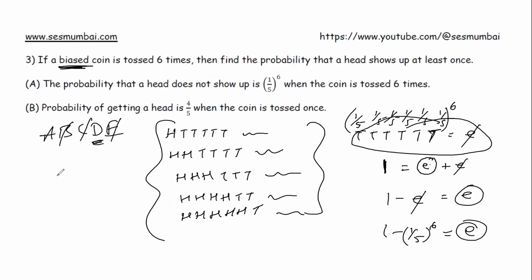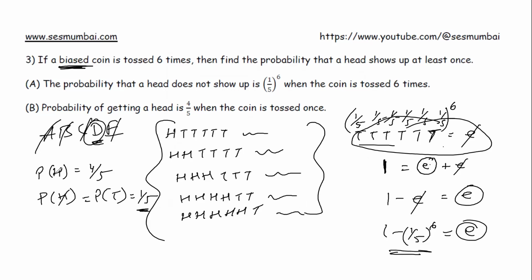Statement B. Probability of getting a head is 4/5 when the coin is tossed once. So now we know that the probability of not getting a head, which is equal to the probability of getting a tail, is 1/5, right? Correct, 1/5. So we know 1/5 raised to 6 from here, and then subtracting it like this gives us the answer. So B also answers, therefore the answer is D.